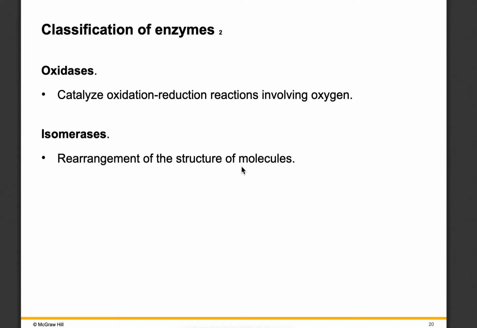An example would be when you're shopping, instead of having everything in alphabetical order, maybe you want it in price order from highest to lowest. And so that would be a rearrangement. And so isomerases do that to our chemical structures. They just simply rearrange the chemical in a different way so that the next step can occur.